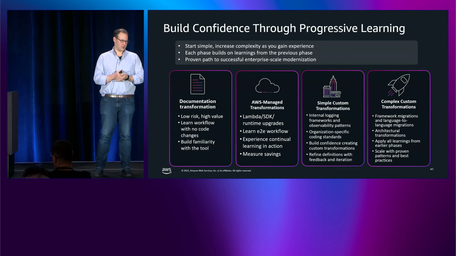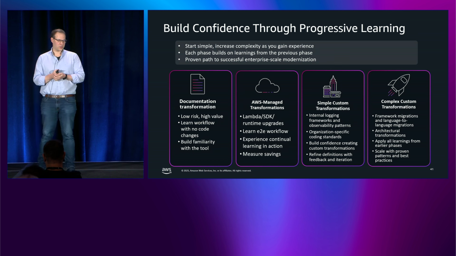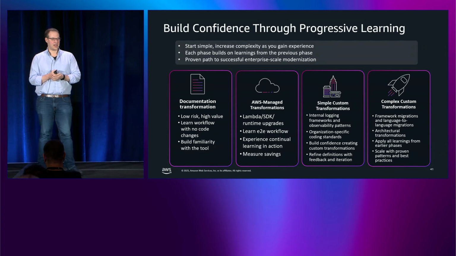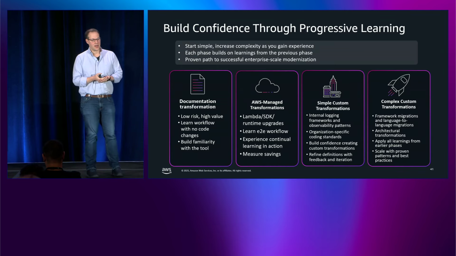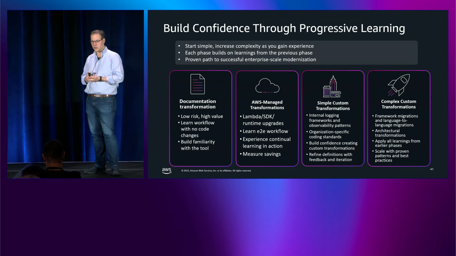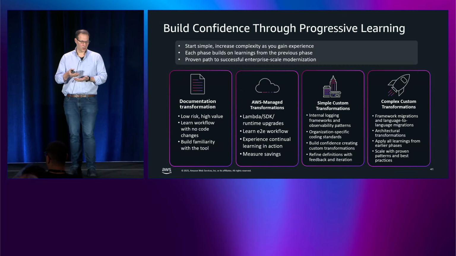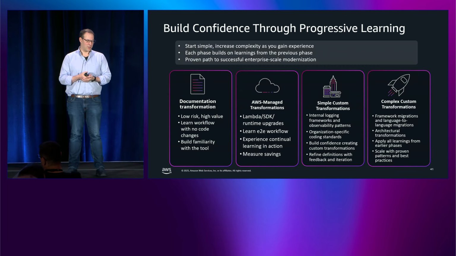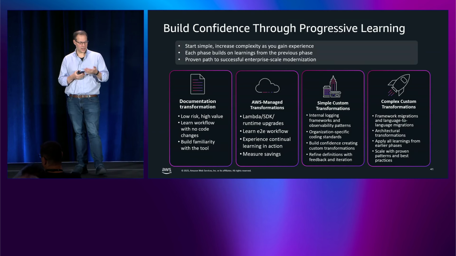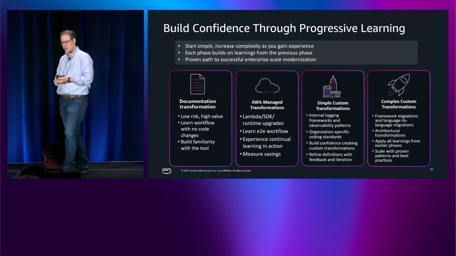What we suggest you do, and what I urge you to do, is to build confidence through progressive learning. It's hard to use AI to do these things autonomously. It's a step change from using an agent interactively. What we've seen be successful is to start with things that are simple and already provided by AWS. One low-risk and high-value way is to start with documentation. You can learn the workflow. You have no code changes, so there's no risk of messing anything up, and you can build familiarity with the tools. You can then go on to AWS managed transformations.